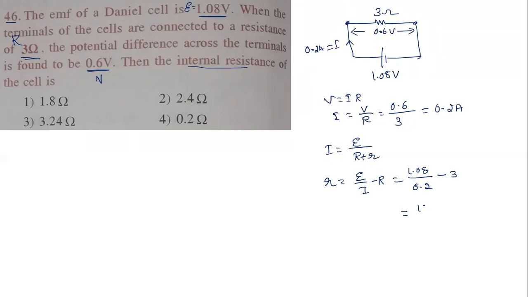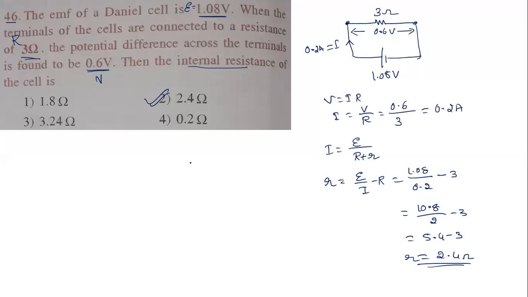So I'm going to write this as 10.8 by 2 minus 3, by shifting one decimal place. So it will become 5.4 minus 3. 5.4 minus 3 will become 2.4 ohm. That is the internal resistance. Where is the option? Second option. So it will become 2.4 ohm. Okay, is that clear?